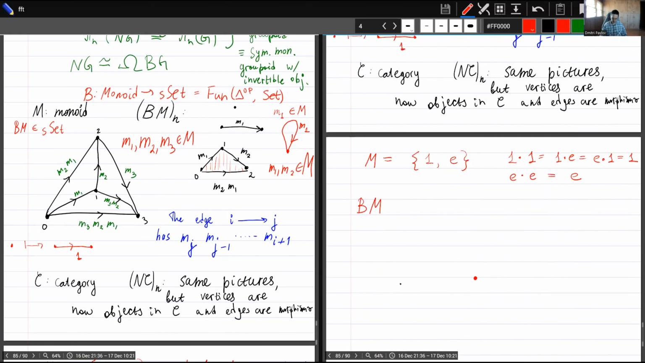So the element 1 gives you a one simplex, which is degenerate, whereas the element E gives you a non-degenerate one simplex. So in my picture, I'm only going to draw a single non-degenerate one simplex.